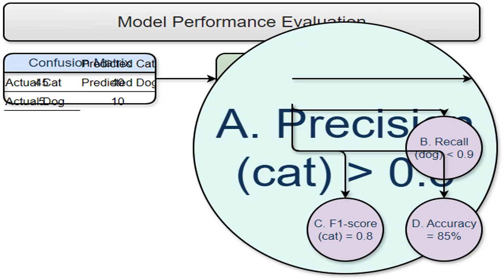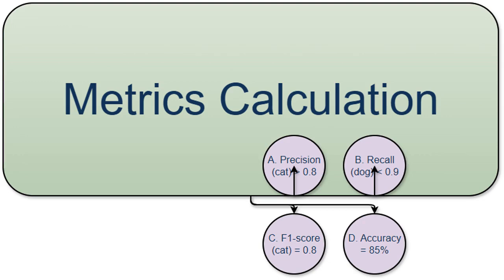I calculate the F1 score for cat using precision and recall for cat. The formula is 2 multiplied by precision multiplied by recall divided by precision plus recall. I'm checking if this equals 0.8. I calculate recall for dog as true positives for dog divided by true positives for dog plus false negatives for dog. I'm checking if it is less than 0.9.